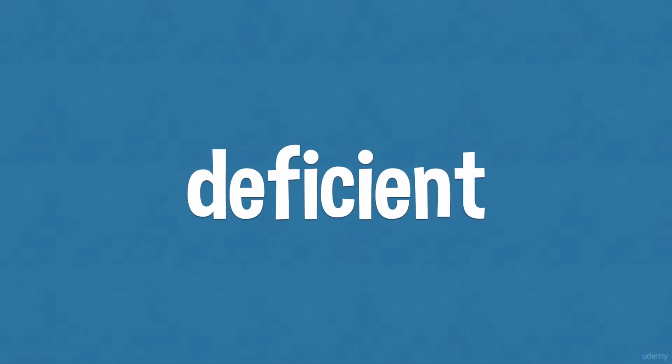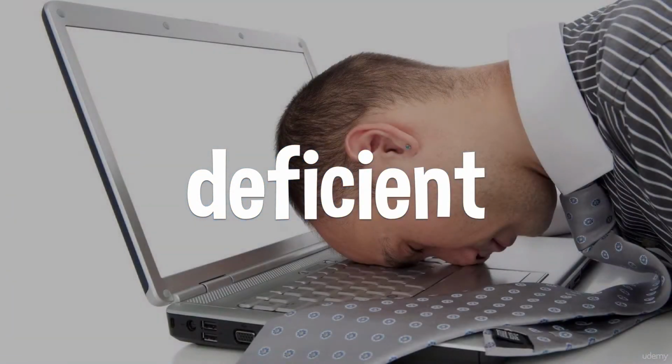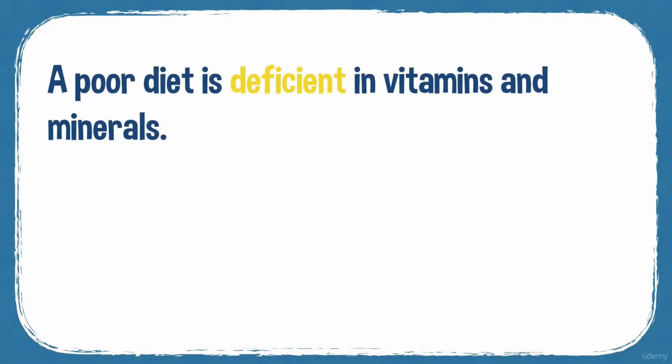Deficient is your next word. Deficient. If someone or something is deficient in a particular thing, they do not have the full amount that they need of it in order to function properly or to work properly. So this man is deficient in sleep. He hasn't had enough sleep to keep on working properly. You can also be deficient in vitamins. So a poor diet is deficient in vitamins and minerals.